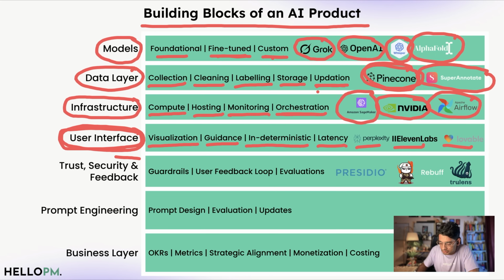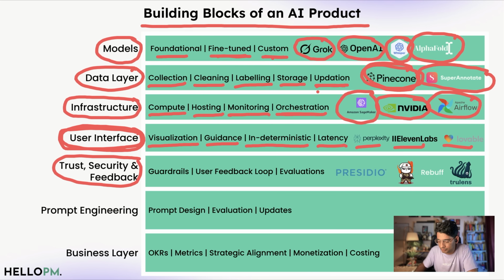Similarly, the next building block is trust, security, and feedback. How do you make sure that although your LLM or your AI model is very open-ended, your AI product is very open-ended, still people are able to feel safe and people are able to give you the right kind of feedback before the AI does any harm to the people, okay, or to your own system.